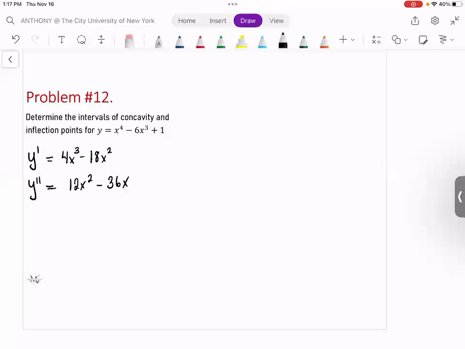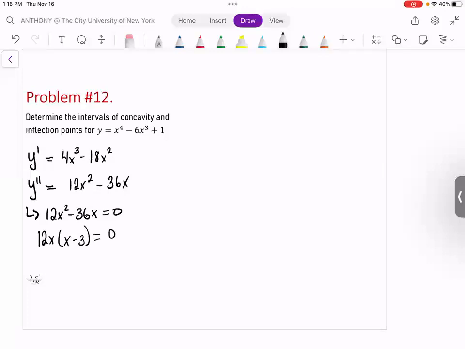Now what you would like to do is set the second derivative equal to 0 to figure out where the possible inflection point would be. So for us, we will have 12x squared minus 36x is equal to 0. And now you solve for x using factoring techniques. So just by looking at this equation, the 12x squared and the negative 36x, the greatest common factor between them should be 12x. So if you factor out the 12x, you will have x minus 3 remaining in the parentheses.